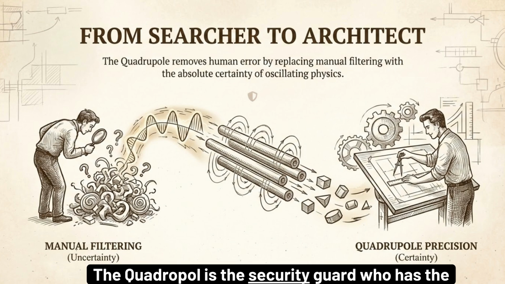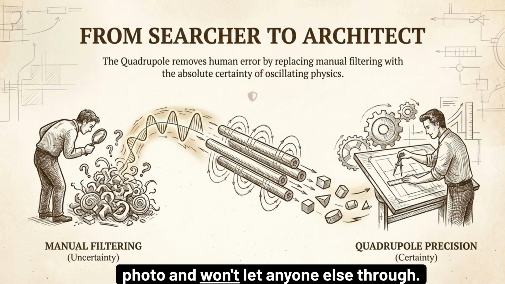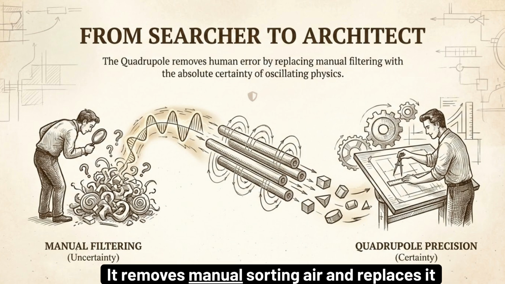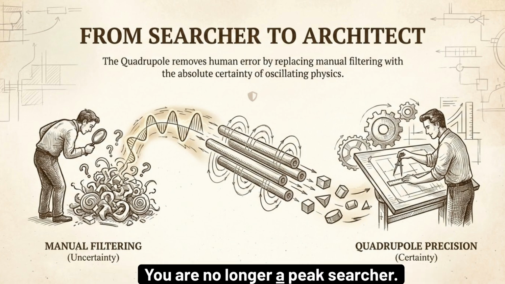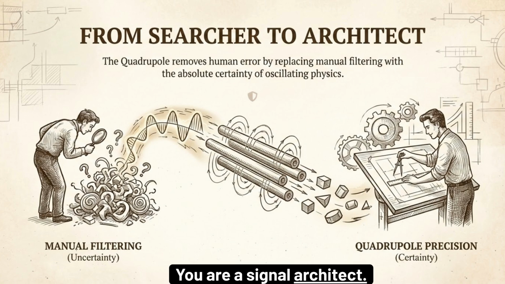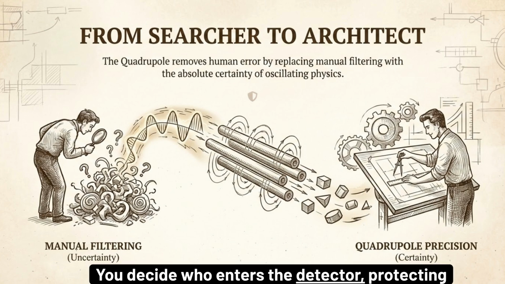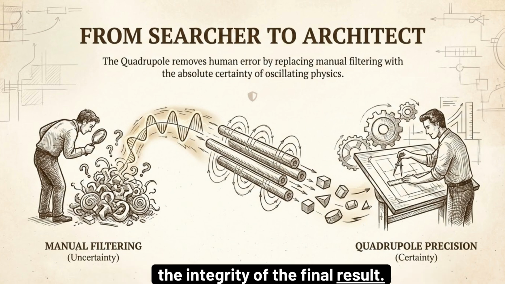The quadrupole is the security guard who has the photo and won't let anyone else through. It removes manual sorting error and replaces it with oscillating certainty. You are no longer a peak searcher. You are a signal architect. You decide who enters the detector, protecting the integrity of the final result. That is the power of the mass filter.